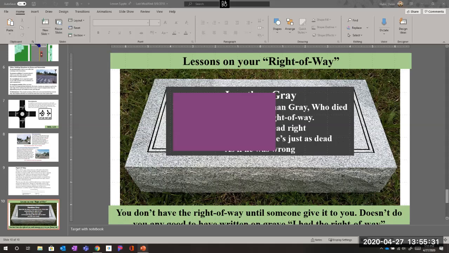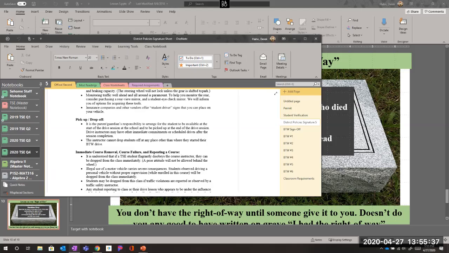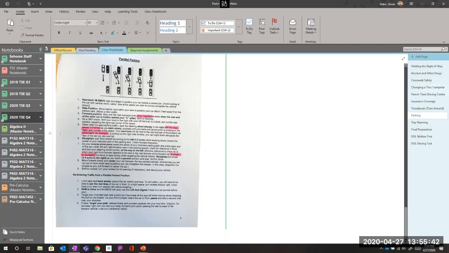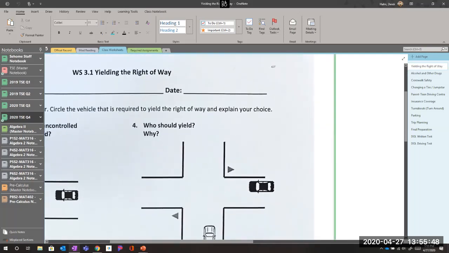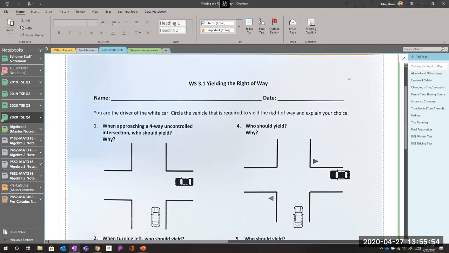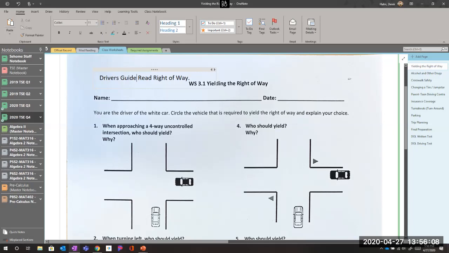Okay, so you can follow along, although it's probably going to be hard to follow along when you're on OneNote or on this video and trying to be on OneNote. So if we go to our class worksheet, there is a yielding and right-of-way page. And there are a bunch of bullets in your driver's guide. And so the first thing you're going to do is read the driver's guide, and I'll put the page numbers in there.